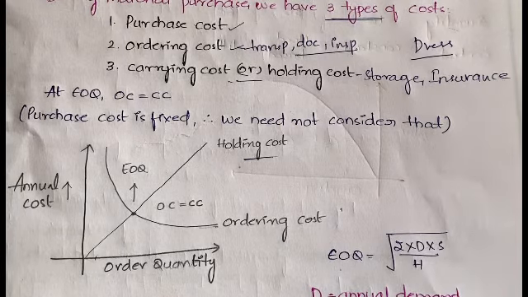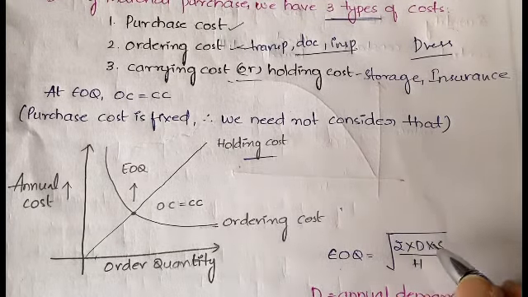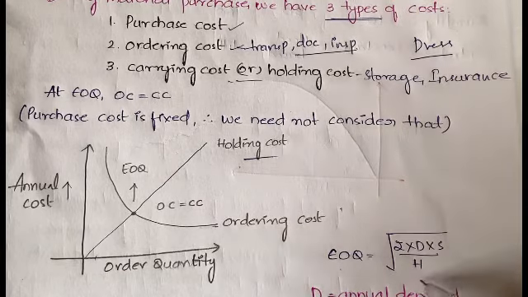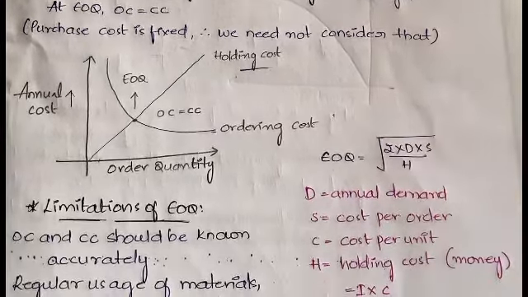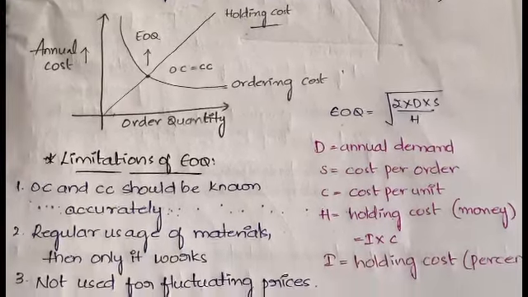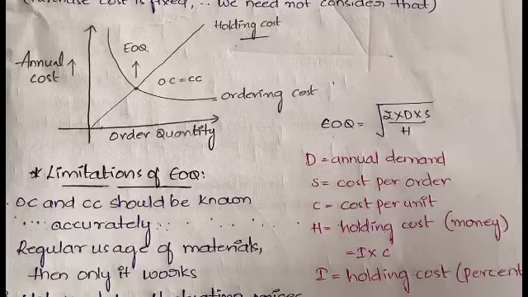And how do you find out the value of EOQ? That is given by the formula square root of 2 times D times S divided by H. D is nothing but the annual demand. Okay, and S is cost per order. Cost per order is different, cost per unit is different. Okay, don't get confused again, right?